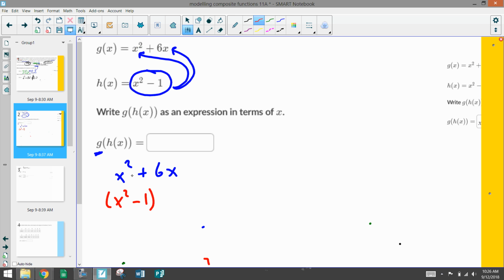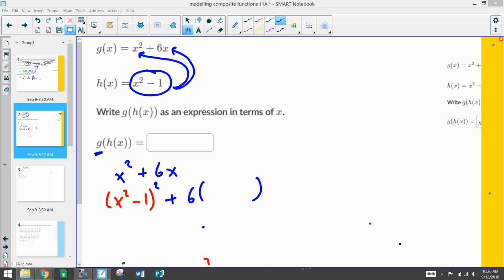This is x, but we have 2 here. Don't forget to put it on. Plus 6 times x. What is x? X squared.